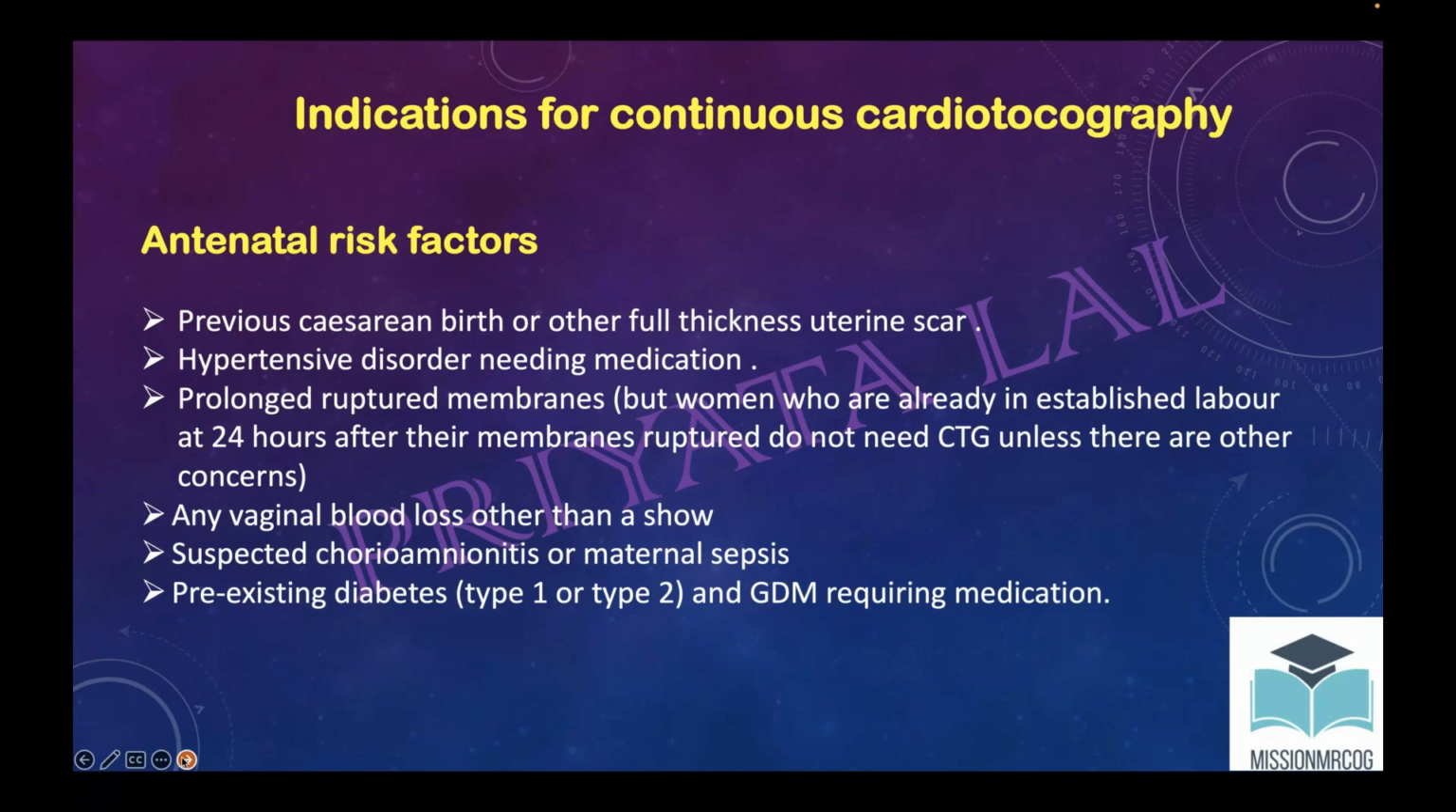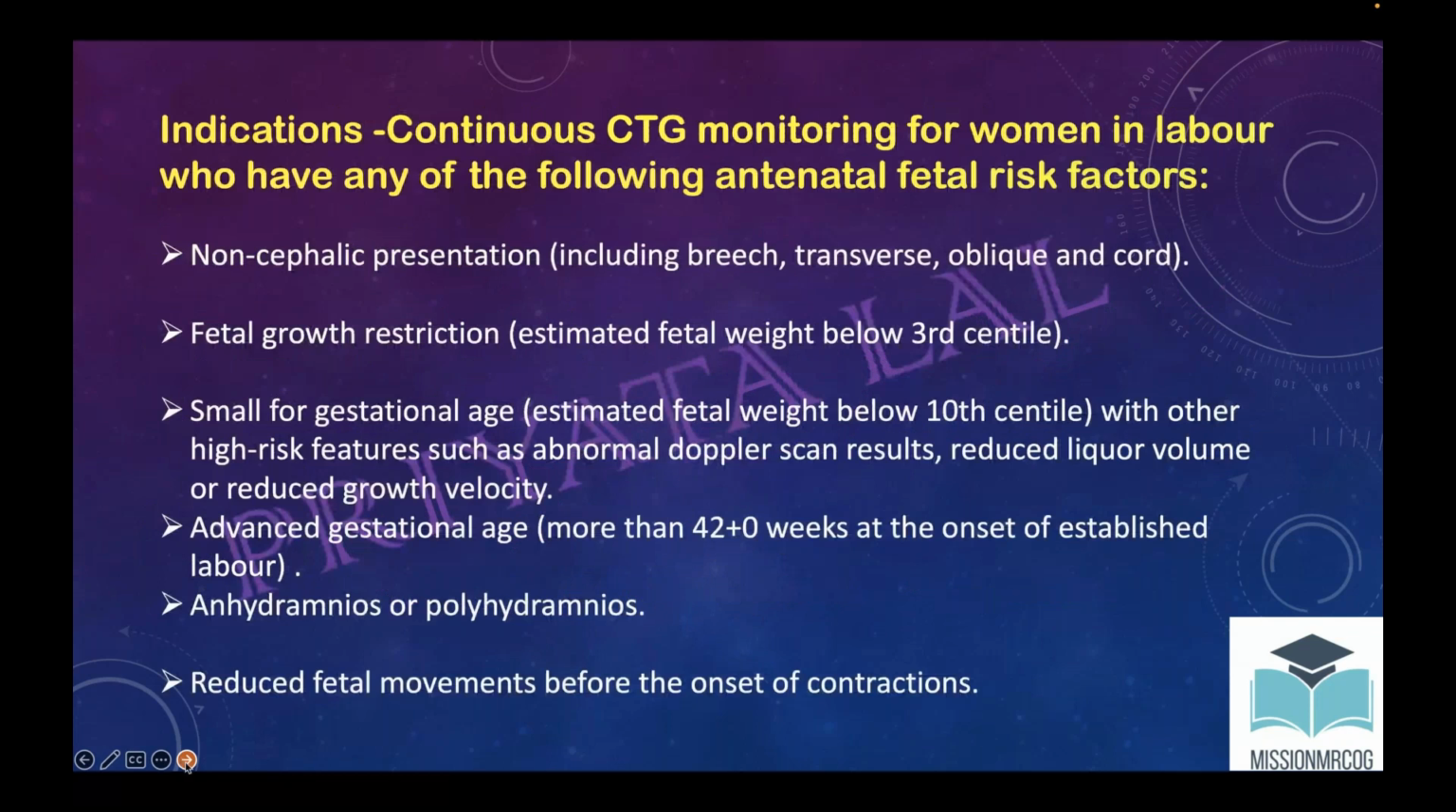Now again, other antenatal risk factors: non-cephalic presentation, breech, transverse lie, oblique, IUGR. We already know the baby weight is less than third centile. Small for gestation, baby weight is less than 10th centile, or abnormal Doppler features are there. Oligohydramnios is there, or advanced gestational age, that is post pregnancy more than 42 weeks of pregnancy, polyhydramnios or anhydramnios, or reduced fetal movement before the onset of contractions. So these are the antenatal risk factors.